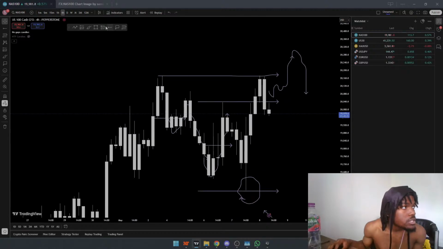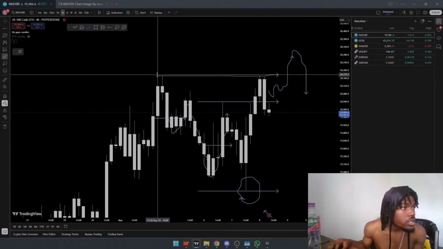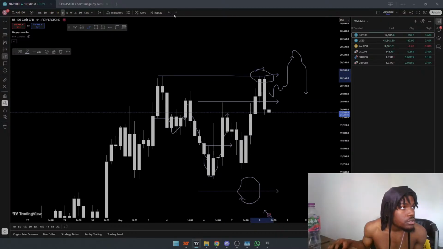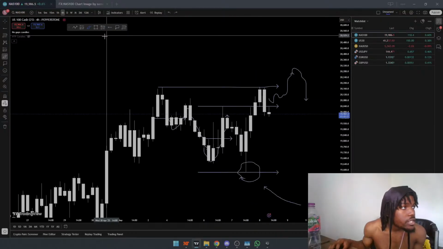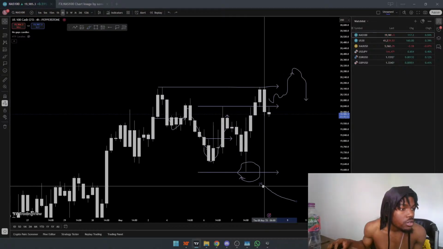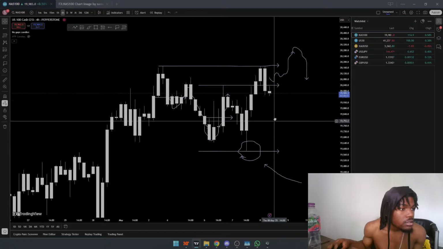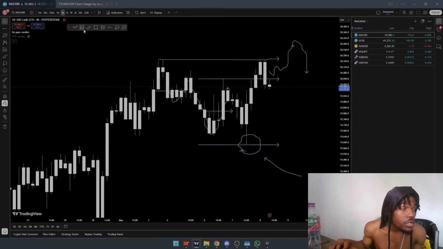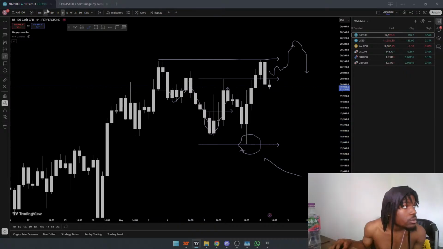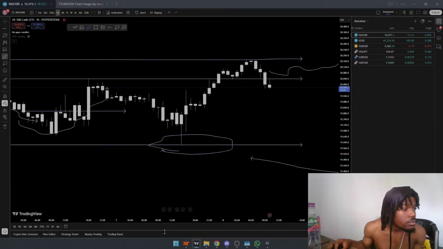In this case, we don't see that. We just saw a wick above here. We want to see a closure. Until then, this low is not valid and stays vulnerable to get taken out. Let's move down to a lower time frame.